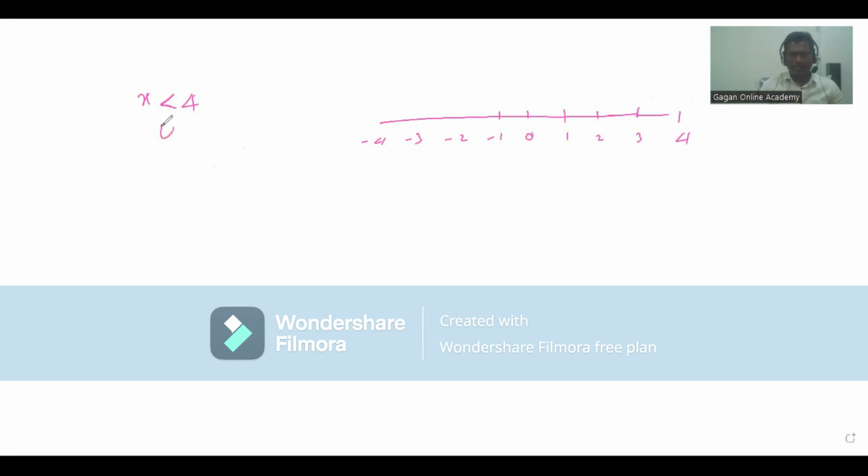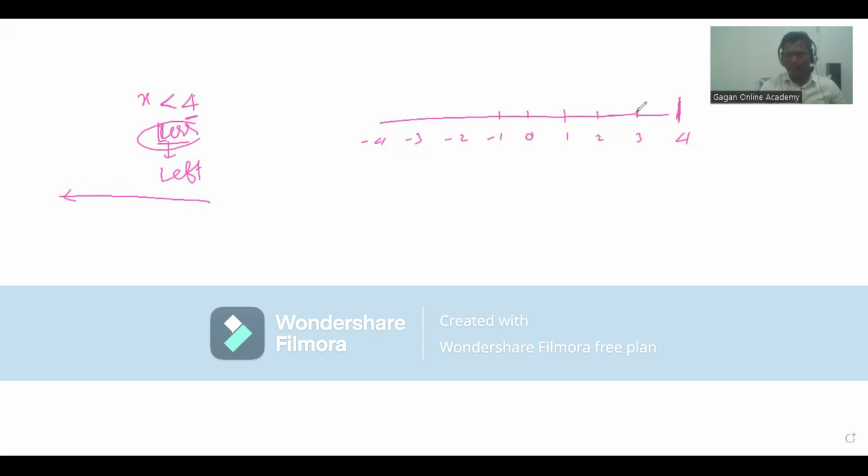Whenever you find the term less, L stands for left. That means you have to draw the graph towards the left side. Less stands for left. Remember, for greater, we draw the graph towards the right side. Now less than is given, so on the left side we have to draw the graph, starting from 4. Where is 4? Here, plus 4. So less than 4.